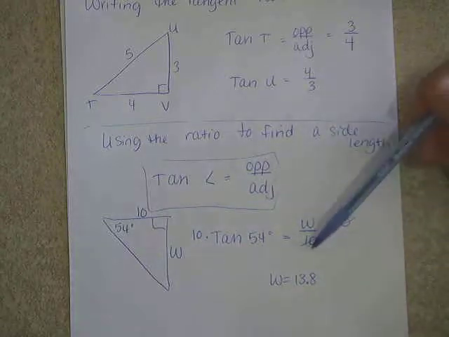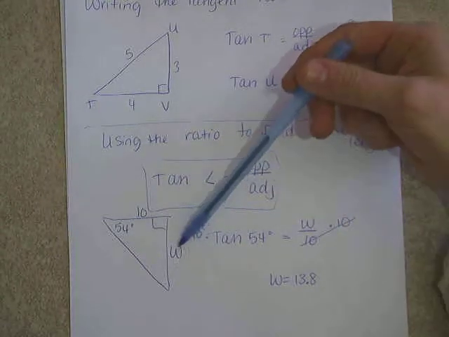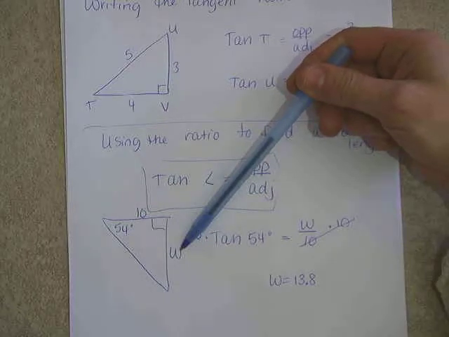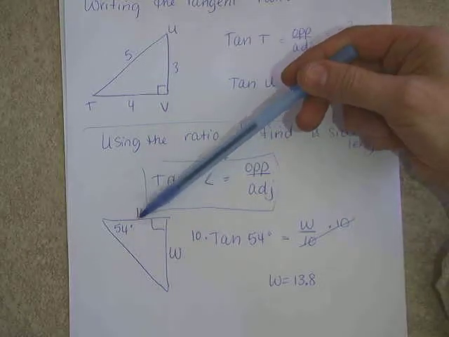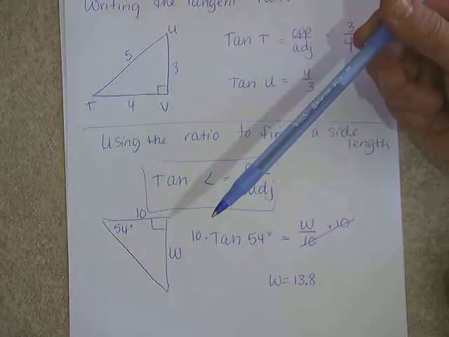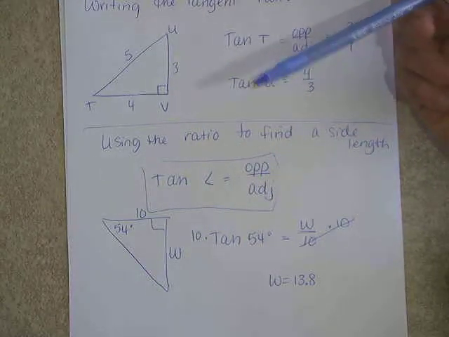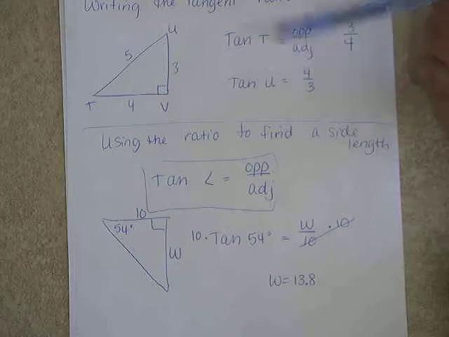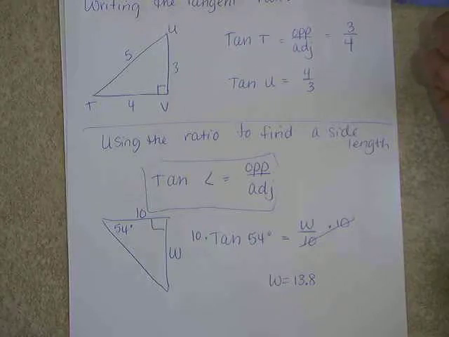Now, one of the things that I want to point out is 13.8 is a side length. So, since it is a side length, if I put it back over here, if that length is 10, would it be reasonable to say that the other side would be 13.8? That seems like a reasonable amount.